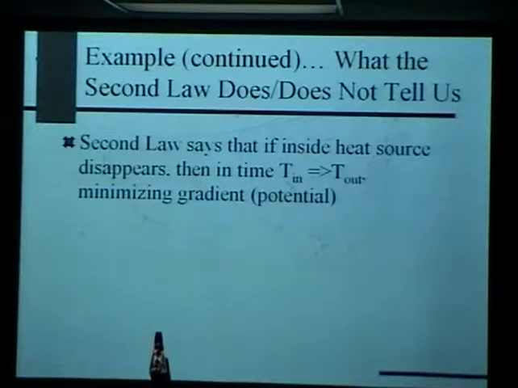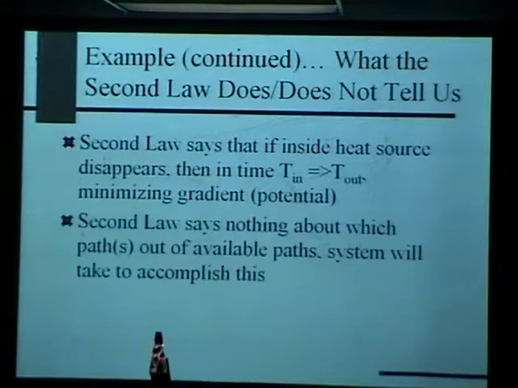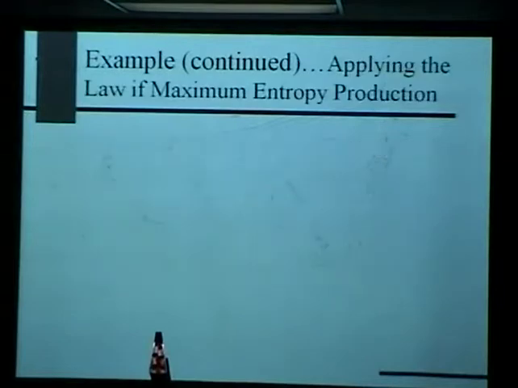The second law really says nothing more than that. It says that if the inside heat source were to disappear, this gradient between inside and outside is going to be eliminated, given enough time. What the second law doesn't tell you is anything about which path the system is going to take to accomplish this.